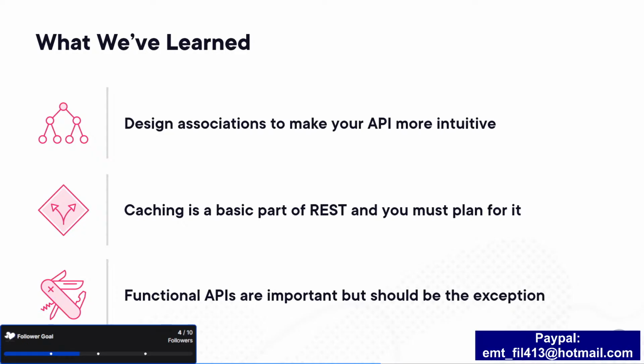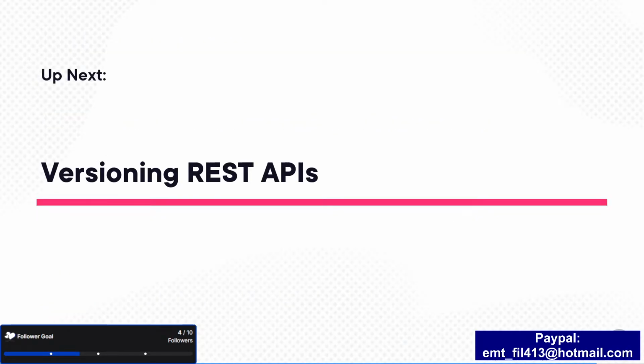And I've introduced you to functional APIs as a way to perform certain individual operations, but to be sure that they are the exception, not the rule, for when you design your API. Up next, we're going to talk about versioning APIs.